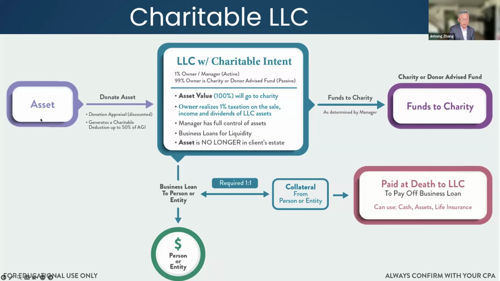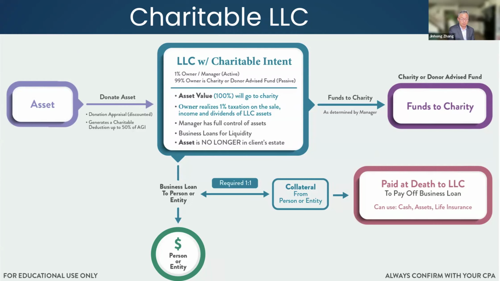So the way it works is you donate your stock or your real estate, your assets, into the LLC, and then the LLC has two members. The majority is your donor advised fund or your charity or your private foundation or your public foundation. Okay, so that's 99%. That gives you the deduction, because it's a donation, right? And now you hold 1%. This way you have full control.